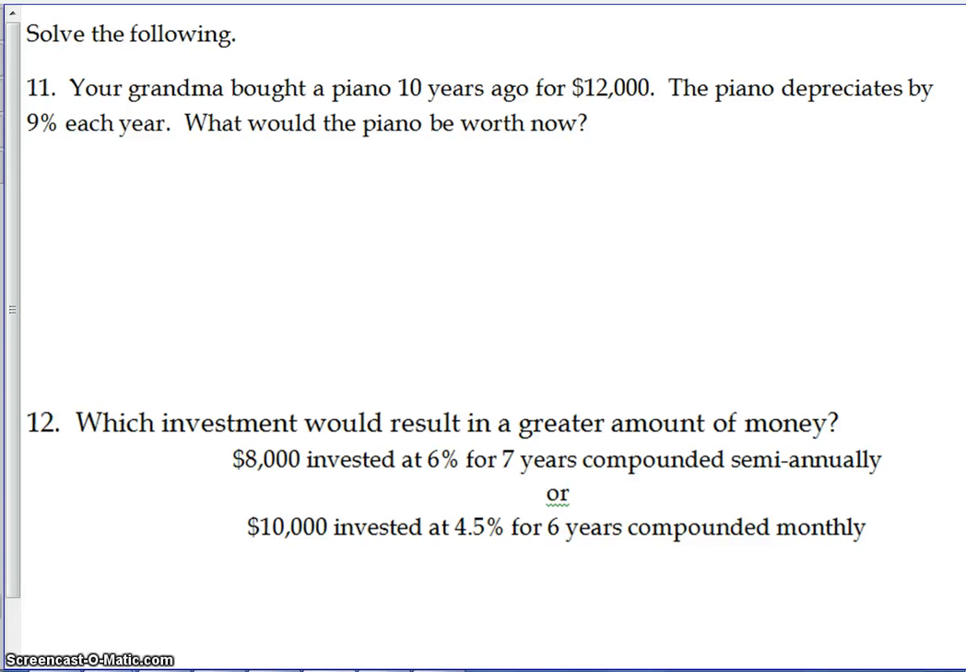For 11, your grandma bought a piano 10 years ago for $12,000. The piano depreciates by 9% each year. What would the piano be worth now, 10 years later? Well, when we have things that are depreciated, interest is collected once a year. The formula for when something is collected once a year is you take your original value and you go 1 plus the rate and then times the time. So the time is your exponent.